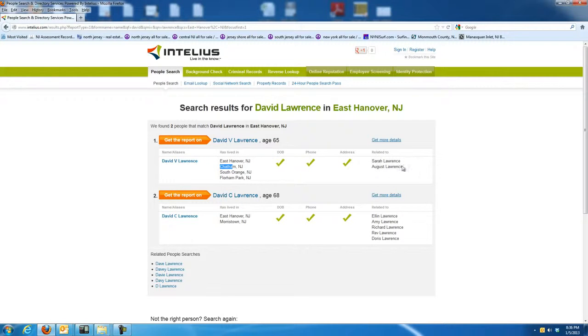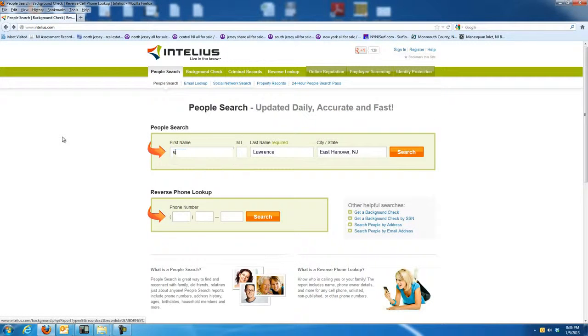But here was something that was very interesting, and this is where you dive a little deeper. Here I had potential relatives. Now this isn't always accurate, but it's close. So what I did was I actually plugged in August Lawrence, who was or is David's relative.